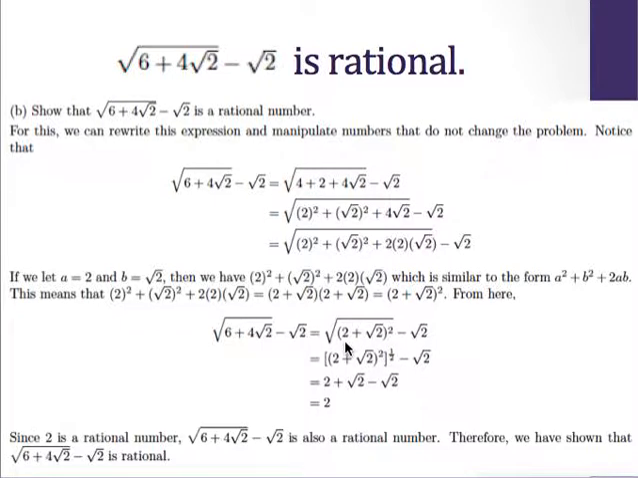We can rewrite this as the quantity of 2 plus the square root of 2 squared, all raised to the 1/2 power, minus the square root of 2. This simplifies into 2 plus the square root of 2 minus square root of 2, and we're just left with 2. And since 2 is a rational number, the square root of 6 plus 4 square root of 2 minus the square root of 2 is also a rational number. So in either case, we were able to show that both these expressions were rational numbers.